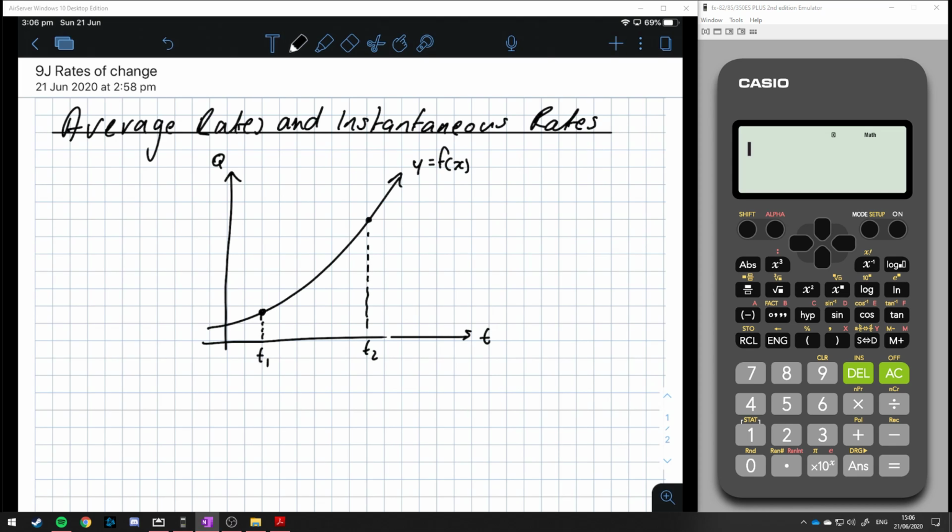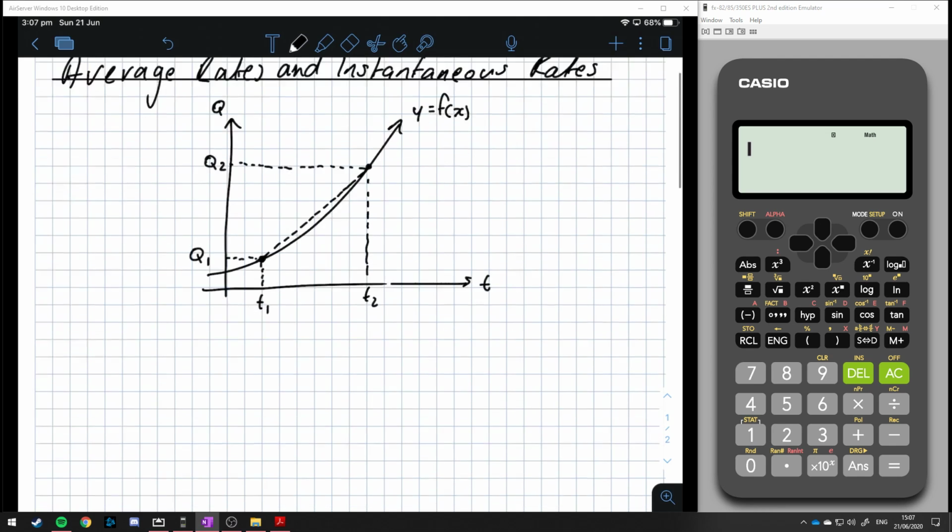If we substitute those values in, we're going to get some value for our function here, as well as some value for our function here as well. If we want to look at the average rate of change between those two points, basically we're going to draw a chord between these two and look at what the gradient is of that chord.